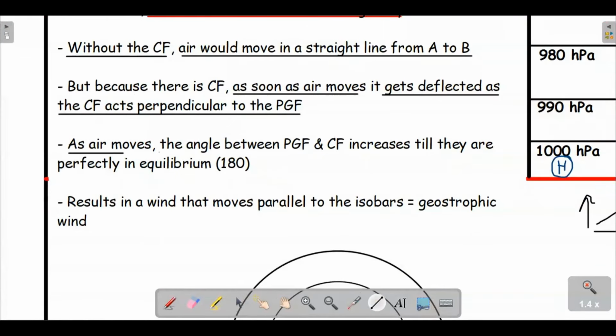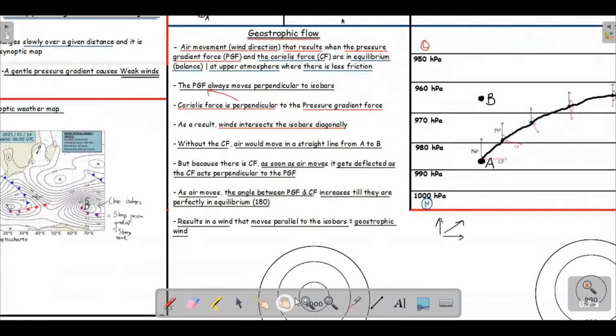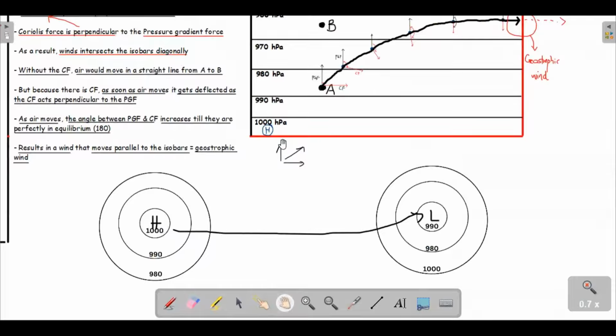And as air moves, the angle between the PGF and CF increases till they are perfectly in equilibrium, like 180 degrees. So this results in a wind that moves parallel to the isobars, and we call that wind geostrophic wind. So again here I have two cells. I have this pressure cell, that is a high pressure cell, and that is a low pressure cell, right? So instead of having air moving straight like that, it's actually going to move in a diagonal manner, something like that, because of the Coriolis force.